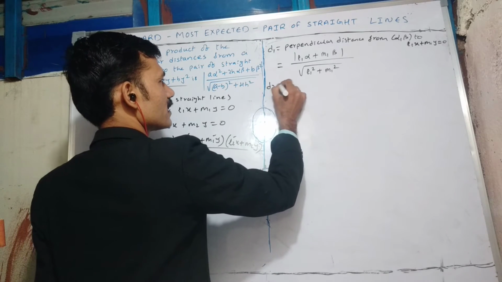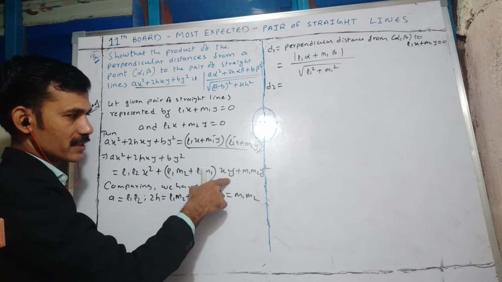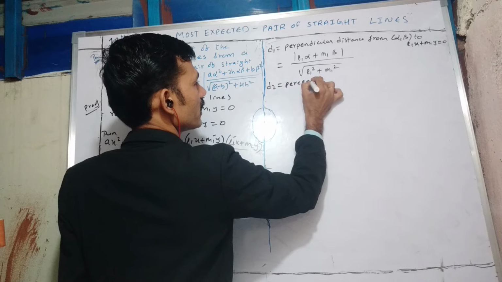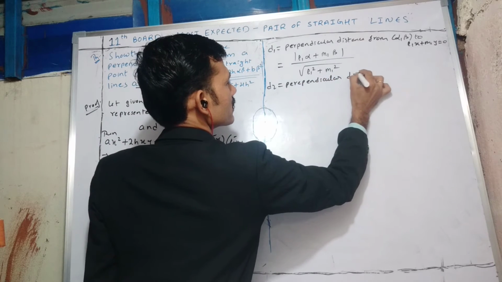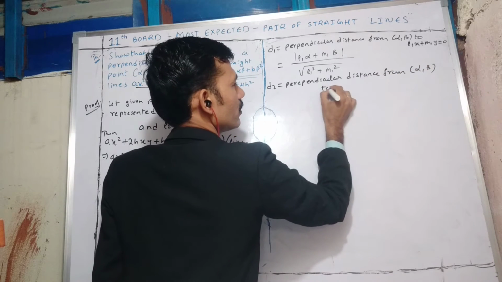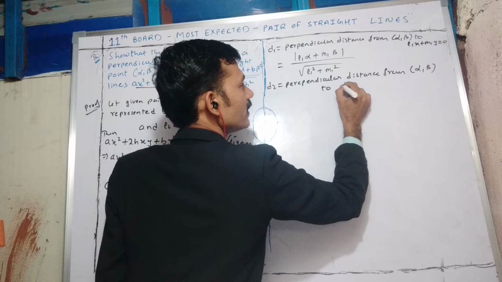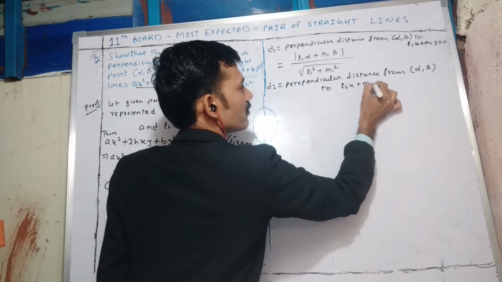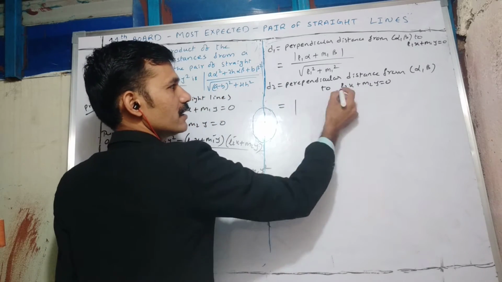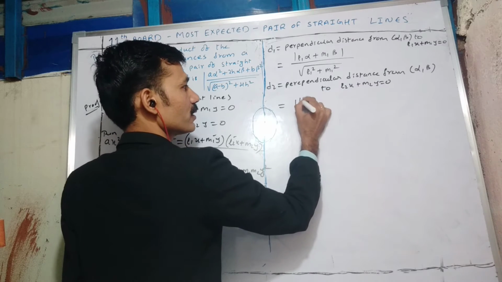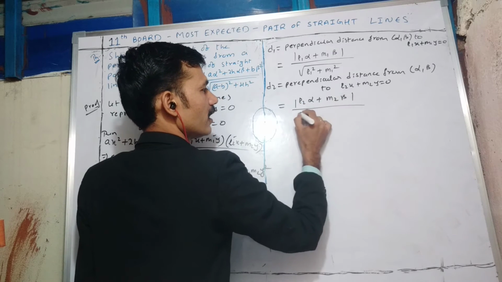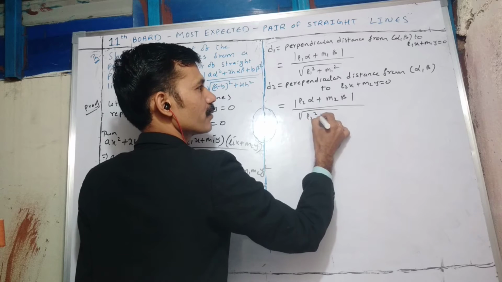Next see, another perpendicular distance from another line is there, no? L2x plus M2y, that we will write. Now perpendicular distance from the point alpha beta to the straight line L2x plus M2y equal to 0 is. Okay, same like that only, but here see, coefficients of x and y are different, no? So we will get L2 alpha plus M2 beta upon under root of L2 square plus M2 square.